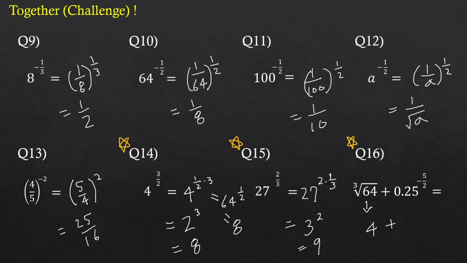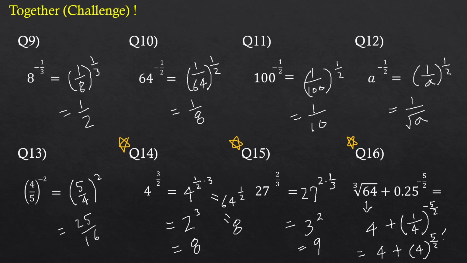And 0.25, as I said, I really hate decimals. I'm gonna change this to a fraction. You know, 0.25 should be equal to 1 over 4, right? They're the same number. And that to the power of negative 5 over 2. Okay, so that means 4 plus... Okay, there's a negative sign. Let's flip it first. So it's gonna come back to 4. And we haven't applied 5 over 2 yet.